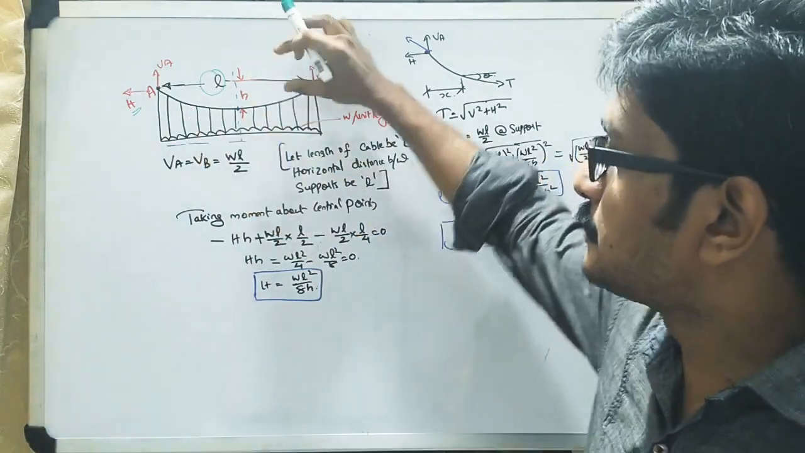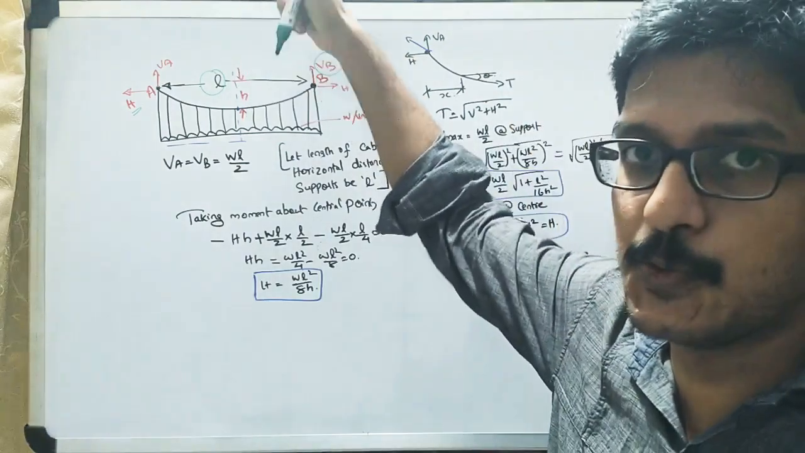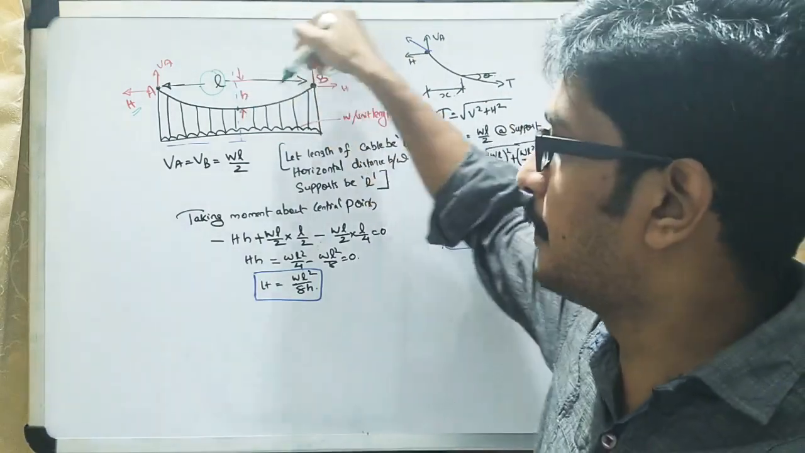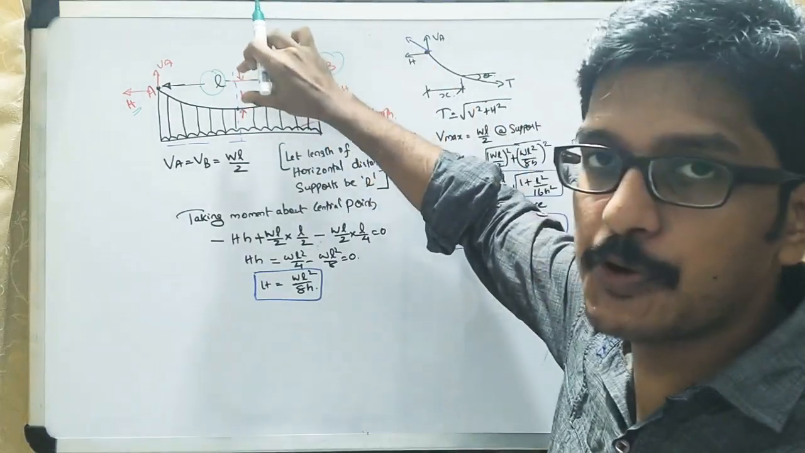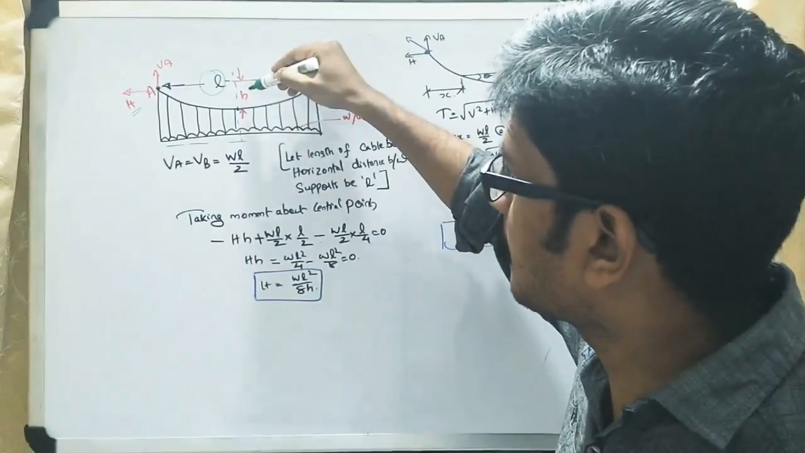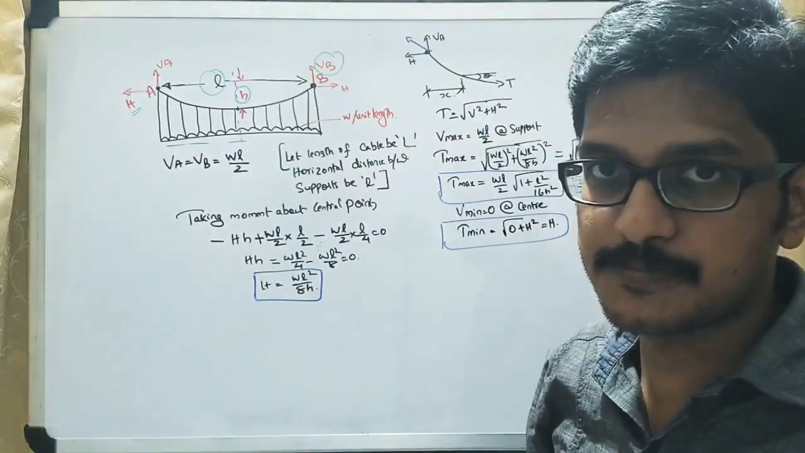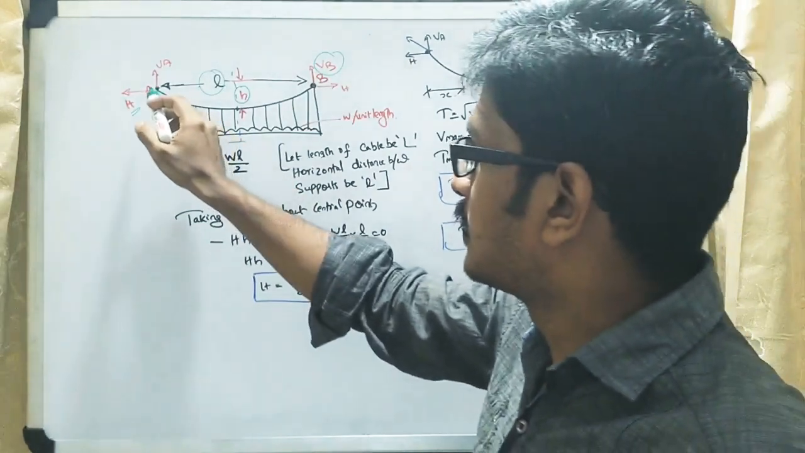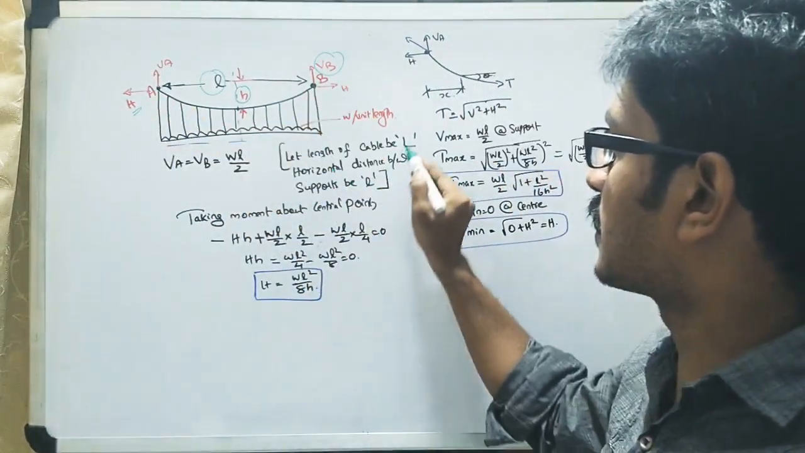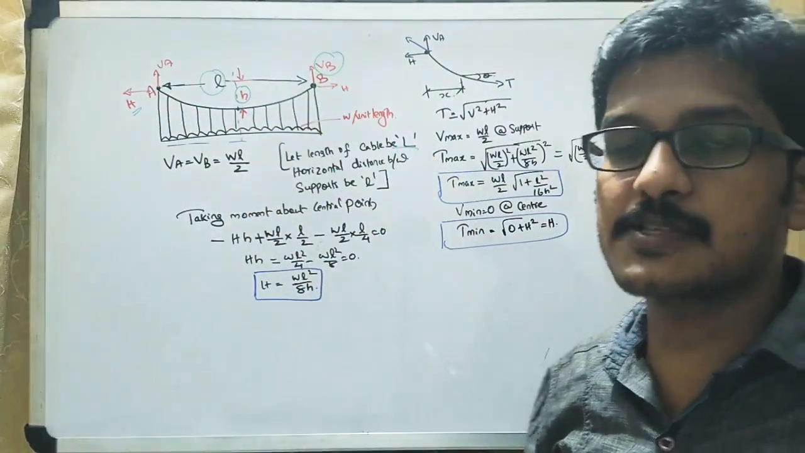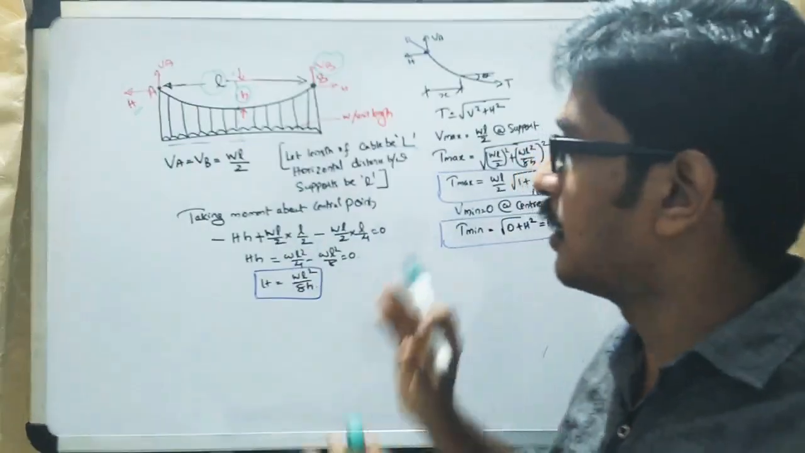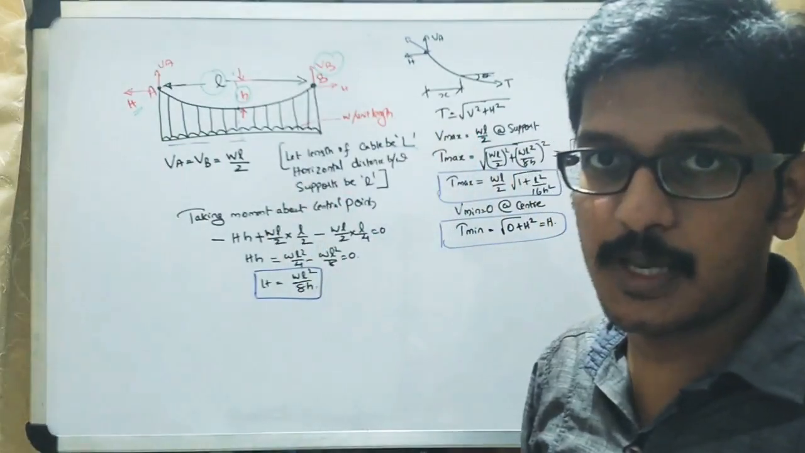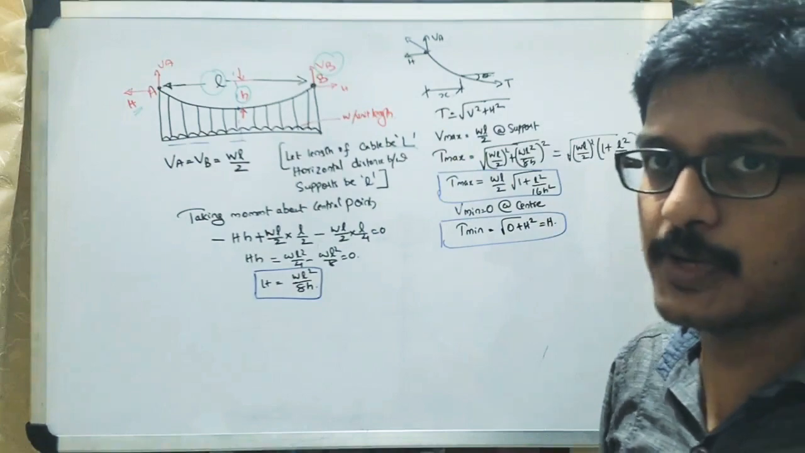When you apply this UDL over this cable, a small dip happens at the center, which you can mark as small h. Then the total length of the cable is given as capital L. These are some of the terminologies related to cables. Then you are going to analyze.